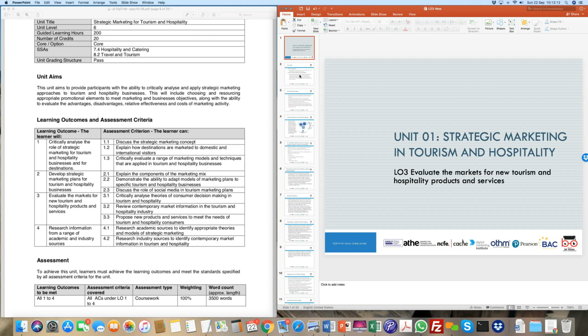And last but not least, what we'll look at in this particular learning outcome is to try and understand what are the new products and services which have been proposed over the years, and how they've influenced and enhanced the offering which this sector provides to consumers. So how has it made our lives easier?